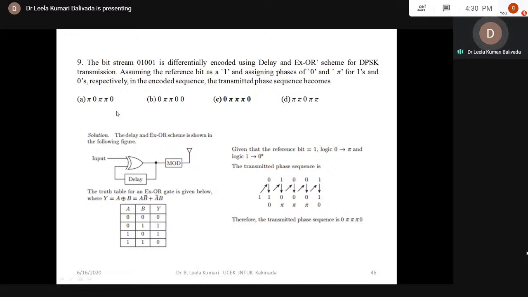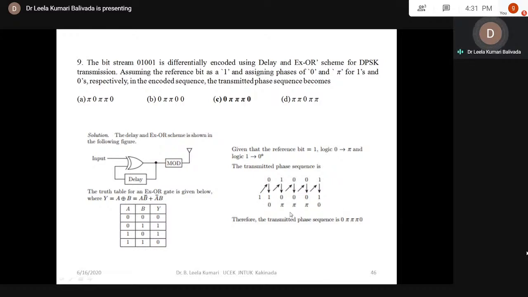And it was also mentioned that the phases of 0 and pi are assigned, with 1 bit as 1, assigning phases of 0 and pi for 1s and 0s respectively. So the phases are regarded as 0 and pi. For 1 the phase is 0, and for 0 the phase is pi. Therefore 1 is represented by a phase 0 and 0 is represented by a phase pi. So 1 with 0, 0 with pi, 0 with pi, 0 with pi and 1 with 0.